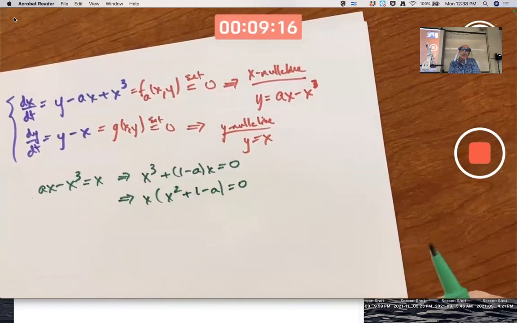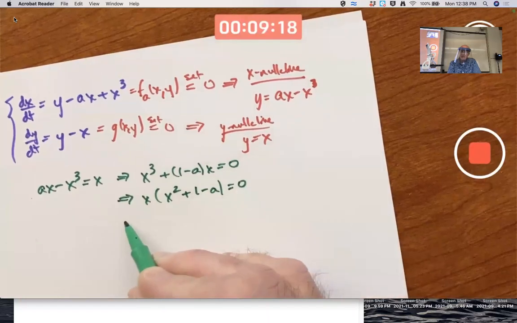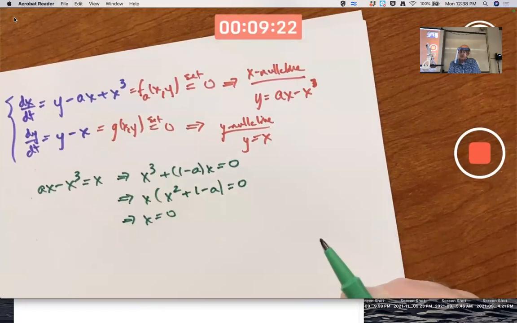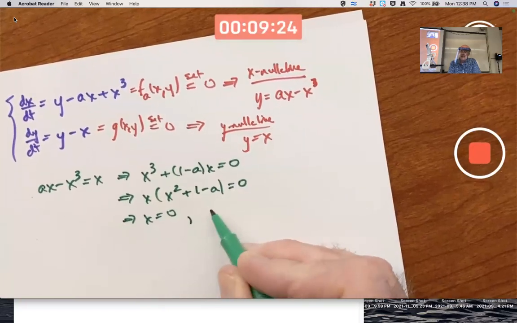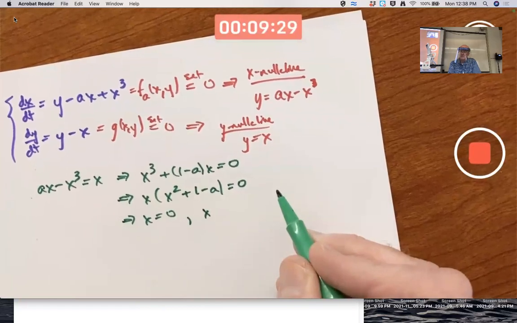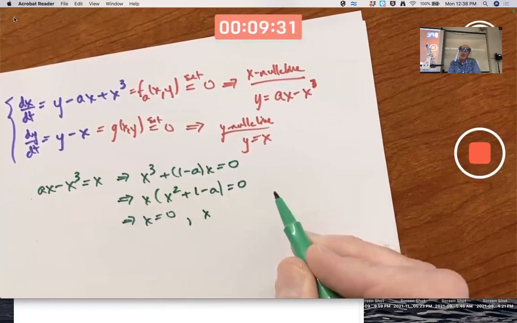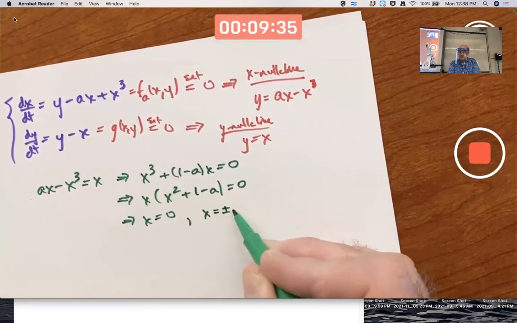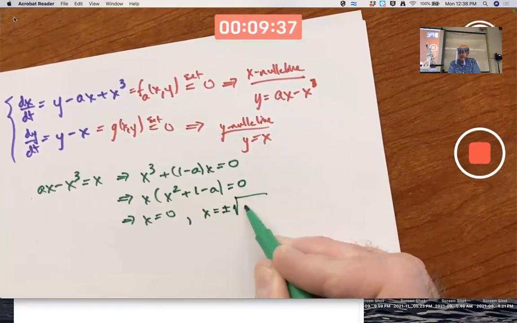And get that. Which definitely gives x equals 0 as an x coordinate of one equilibrium point. And if x squared plus 1 minus a equals 0, that means x squared equals a minus 1. Other equilibrium points are going to have x coordinates plus or minus square root of a minus 1.